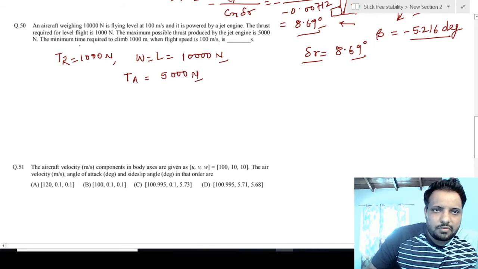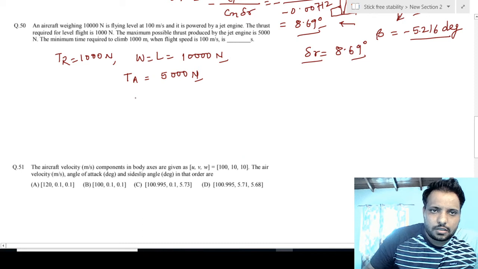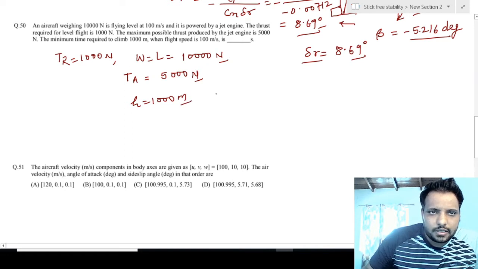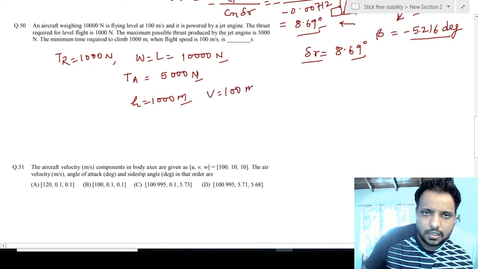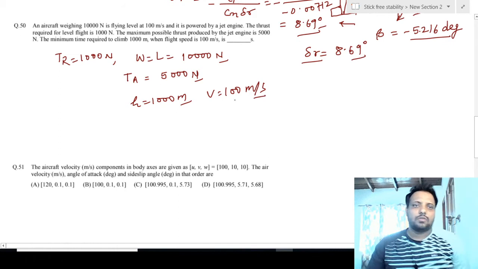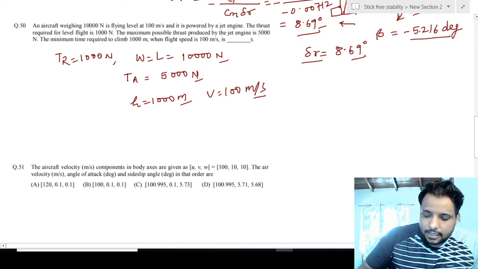The minimum time required to climb 1000 meters, so h is given as 1000 meters, and the flight speed is 100 meter per second. So v is 100 meter per second. So we have to find out the minimum time required. So we know that rate of climb is given by this formula.